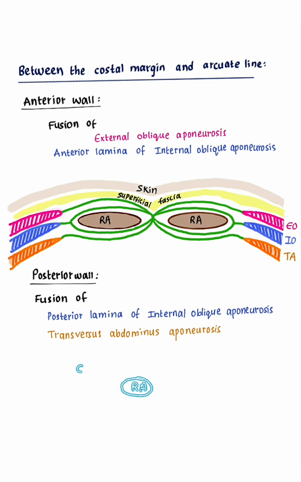There are three flat muscles: external oblique, internal oblique, transversus abdominis. Internal oblique aponeurosis gives two laminae: anterior lamina and posterior lamina. Anterior wall of rectus sheath between the costal margin and arcuate line is formed by fusion of external oblique aponeurosis and anterior lamina of internal oblique aponeurosis. Posterior wall is formed by fusion of posterior lamina of internal oblique aponeurosis and aponeurosis of transversus abdominis muscle.